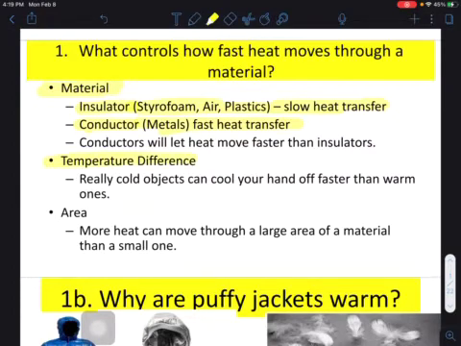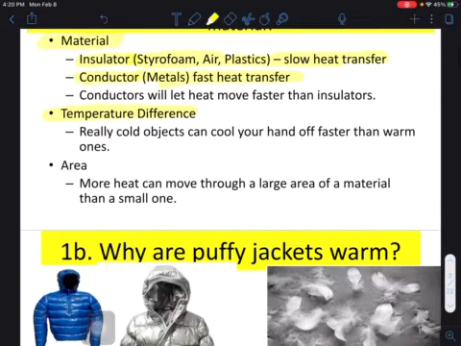The temperature difference is the difference between the two areas, or the difference between the two materials. So really cold objects can cool your hand off faster than a warm object. The difference in temperature would just be subtracting the lower from the higher. So if you were talking about the difference in temperature outside, -20, to the temperature inside, 70, it'd be 70 minus -20, which would be a 90-degree temperature difference.